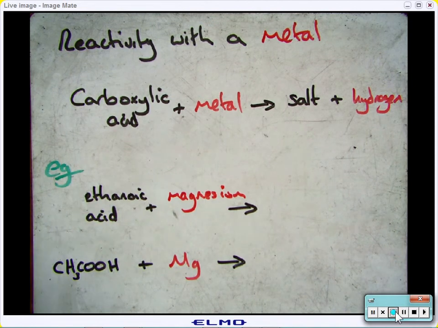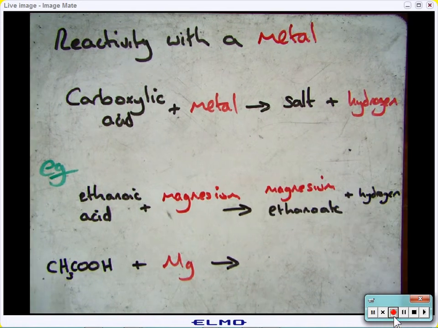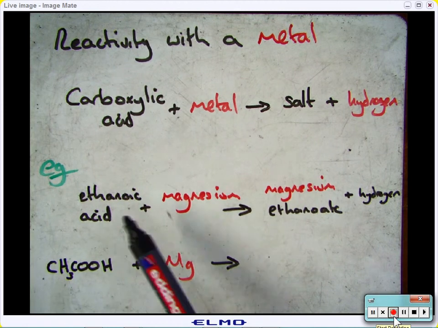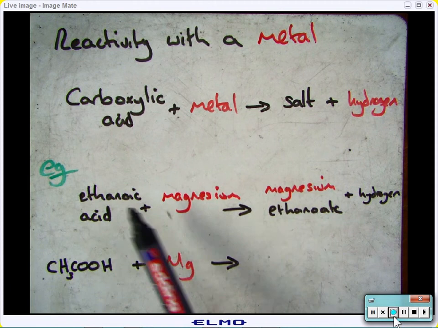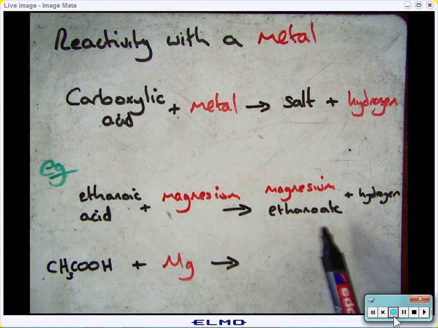Now the naming goes exactly the same way. So if I have ethanoic acid and I react it with magnesium, I will get this, which is magnesium ethanoate and hydrogen. If this was butanoic acid, it would be magnesium butanoate and hydrogen. Propanoic acid would give you magnesium propanoate, and so on.